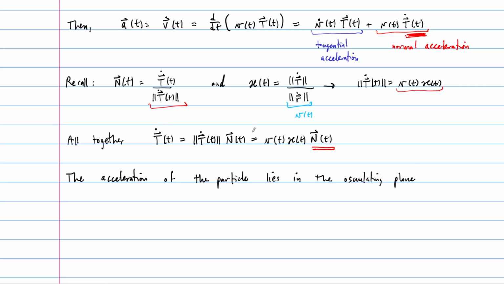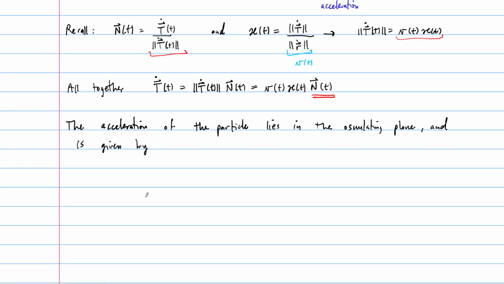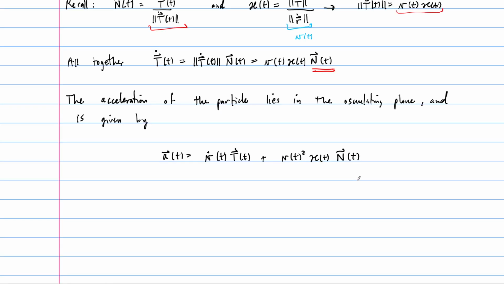That's the one determined by the tangent vector and the normal vector. Remember, the normal vector points in the direction of the curvature, right? So it lies in the osculating plane and is given by this formula. Our acceleration with respect to t is equal to the derivative of speed, v dot, times the unit tangent vector, so that's the tangent component, plus speed squared, v squared, times the curvature, kappa of t, times the normal direction. All right, and so these are the components in the osculating plane.